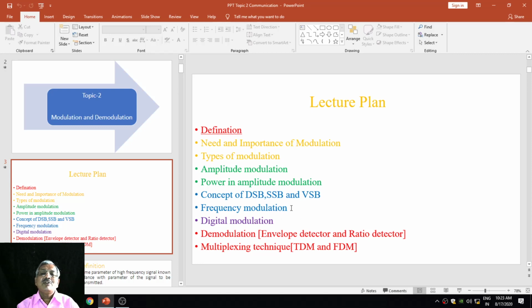Then we are going to study another type of modulation, that is frequency modulation. After that, we are going to study the details regarding digital modulation. Then we are going to cover the process of demodulation, where we are going to study two demodulating circuits. One is for analog modulation, namely the envelope detector, and the other is for digital modulation, known as a ratio detector. After that, we are going to study the multiplexing techniques used in electronic communication, especially TDM, that is time division multiplexing, and FDM, referred to as frequency division multiplexing.